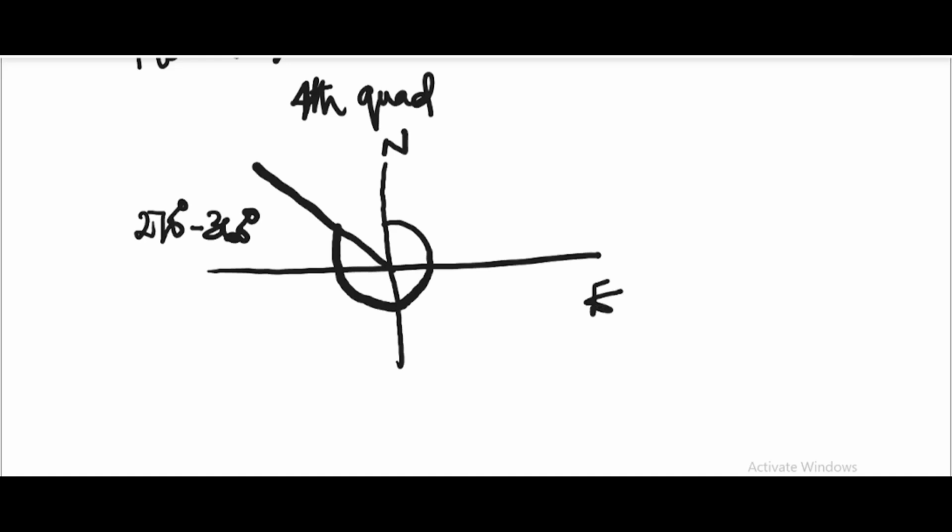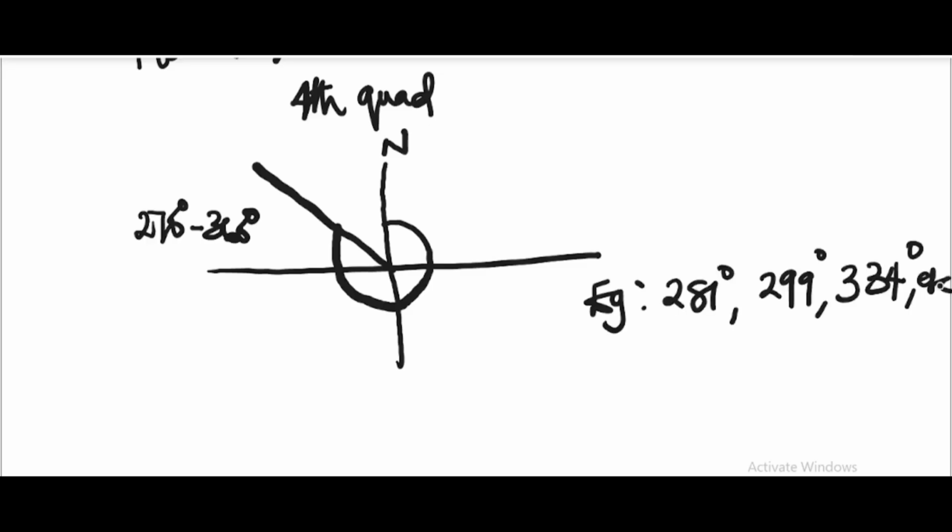We have 281, we have 299, we have 334, and so on and so forth. Now the next question: where will my theta be? Will my theta be here, or will my theta be here? Will it be in I or in II?